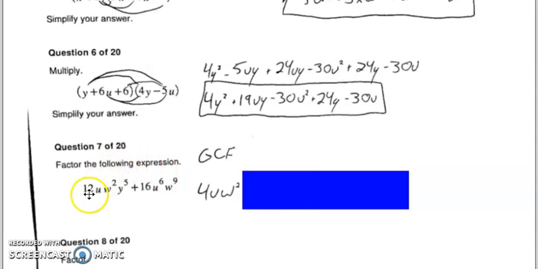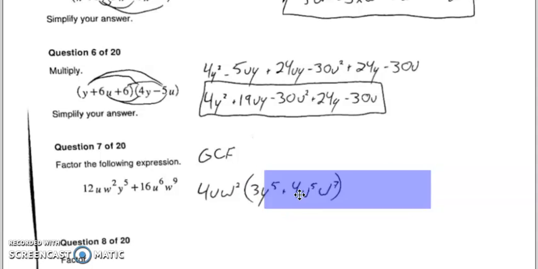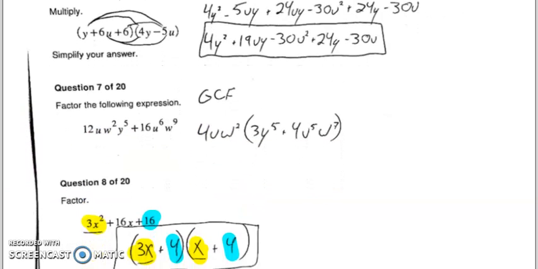Then I have to figure out what I would be left with. If I divided out a 4uw squared, I'd be left with 3y to the 5th. I divided 12 by 4, took away 1 of the u's and 2 of the w's here, and that's what I'm left with. Similarly, on the 16, I divided by 4, took away 1 of the 6 u's, so I'm left with 5, and took away 2 of the 9 w's, leaving me with 7.